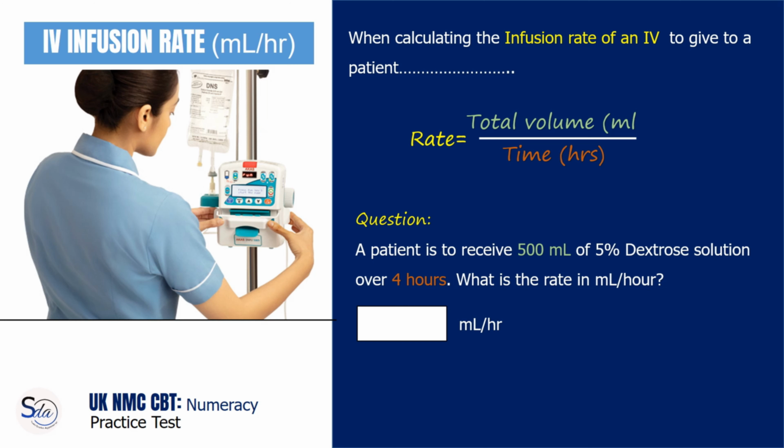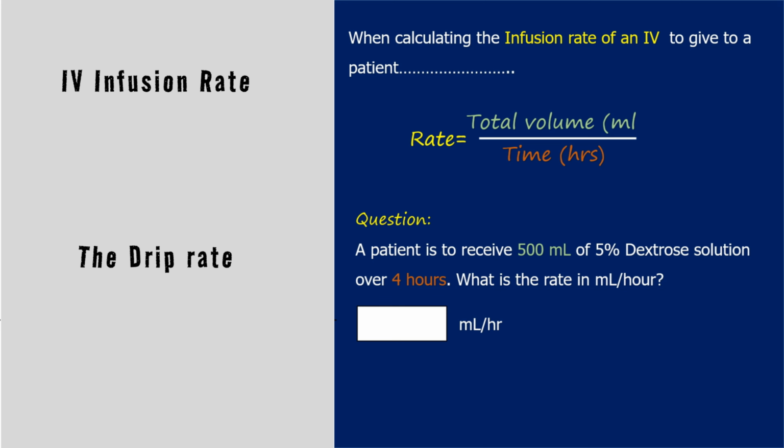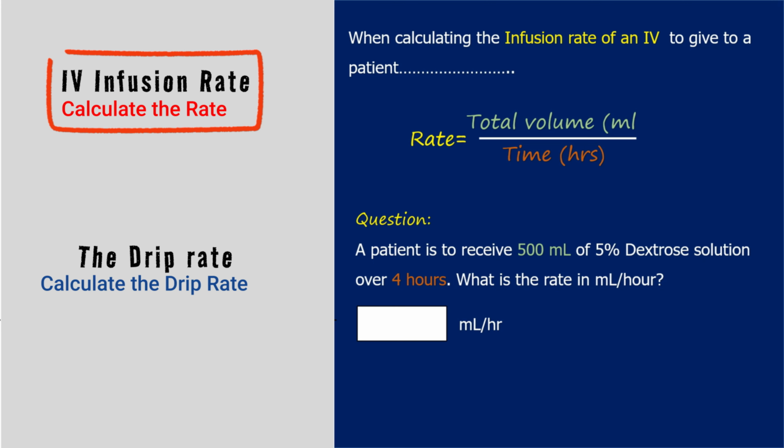In the detailed lesson, I made mention of the differentiation here. We have IV infusion rates and we have drip rates. Sometimes you see "calculate the rate of the medication," and at other times you see "calculate the drip rate of the medication." These are two different things. But for the sake of this slide, we're going to focus on the IV infusion rate.